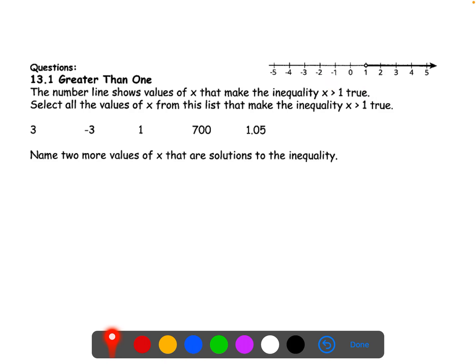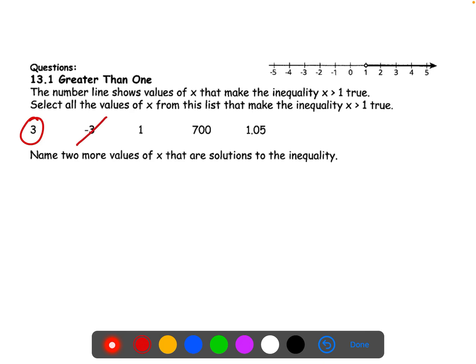So, looking here at the number line, it shows us the inequality x greater than 1. And you can see how the arrow is going to numbers larger than 1 on the number line. And it's continuing on because obviously there's a lot more answers to this inequality than just stopping at 5. That's going to continue. So it says select all the values for x from this list that make the inequality true. Well, we could certainly say that 3 is greater than 1.